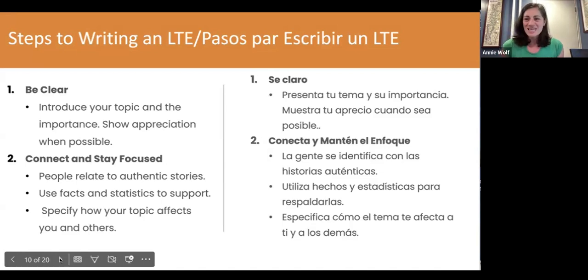So, it's great to say that you're a solar homeowner and that you got your panels. When did you get your panels? How much did they save you? What has the impact been on your life? Use those facts and statistics to support your position. And then specify how your topic affects you and others. When a newspaper is looking to publish a letter to the editor, they think about it in more than just the impact on one person. They think about how this impacts the community, how this impacts the area at large. So how does your story, how does your opinion or perspective affect others in your community?